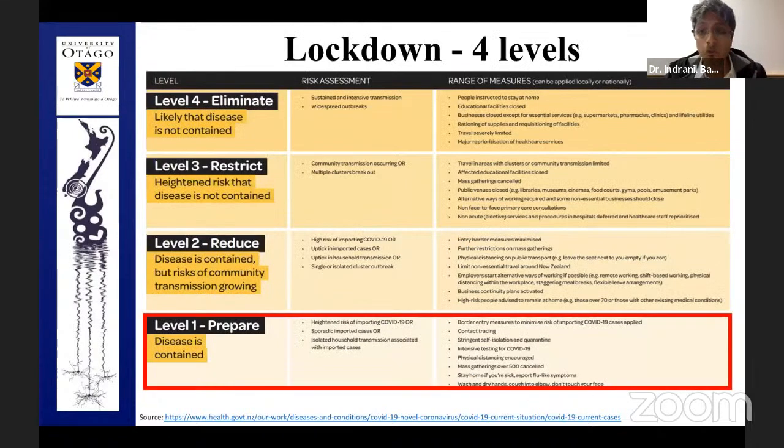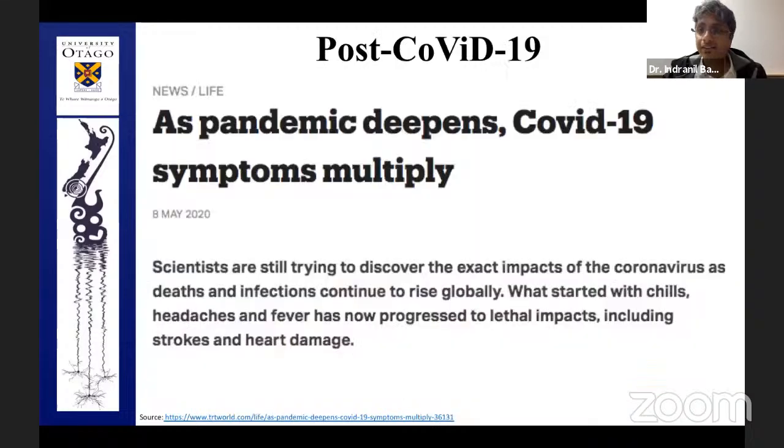And we have gone through all four levels of lockdown at one point. We spent about 5 weeks under level four, where I was going grocery shopping only once every 2 weeks. I was not going out of my house at all. Then we went to level three for 2 weeks, level two for 2 weeks, and we are currently at level one. Even in level three, it was so restricted that it was hard to get back to work.